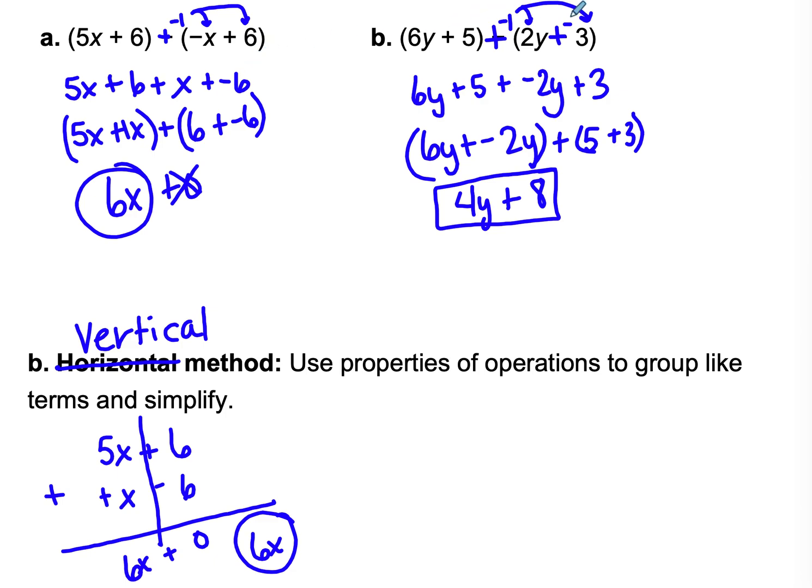All right, let me show you another one. This one was 6y plus 5 minus 2y, and then minus, this was a -3. 6y minus 2y is 4y. 5 minus negative 3, change to addition, change the sign. 5 plus 3, 4y plus 8.